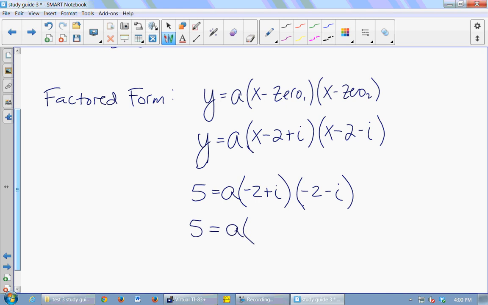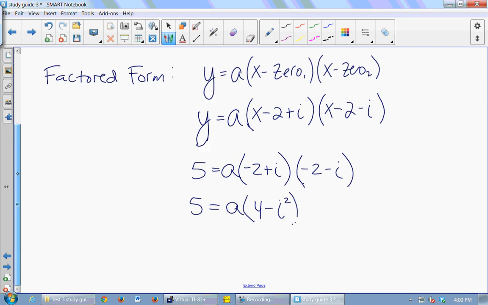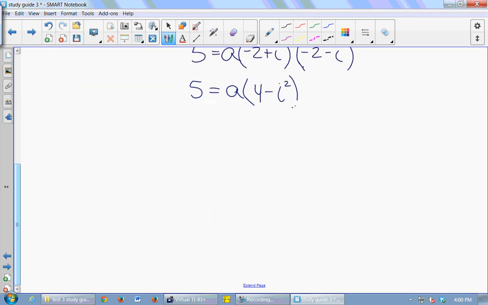So I'm going to simplify the right-hand side of this equation. I'm going to FOIL the negative 2 plus i and the negative 2 minus i. Negative 2 times negative 2 is 4, so that's my first. My outer and my inner are the same, except one's negative and one's positive, so those cancel. And then my last will be minus i squared. But you should remember that i squared is negative 1. So this actually says a times 4 minus negative 1. So this says 5 equals 5a, and a is 1.